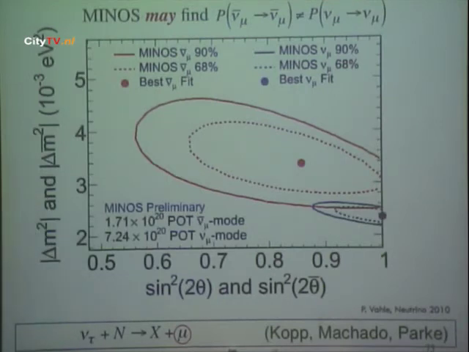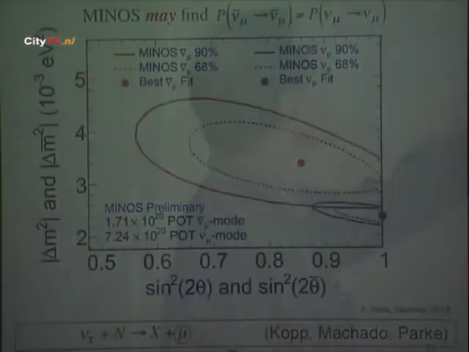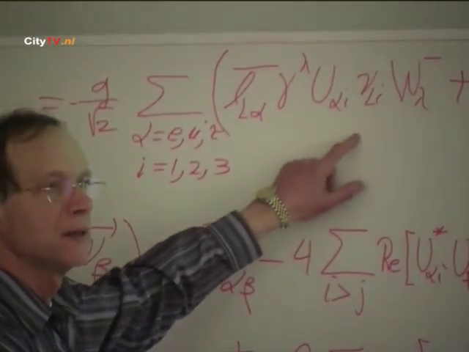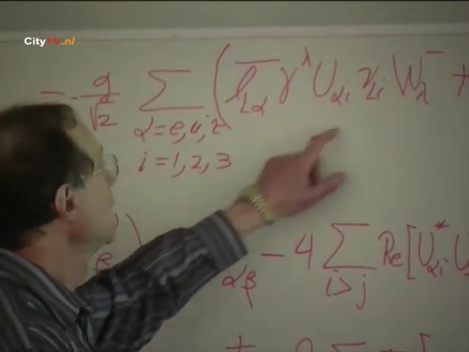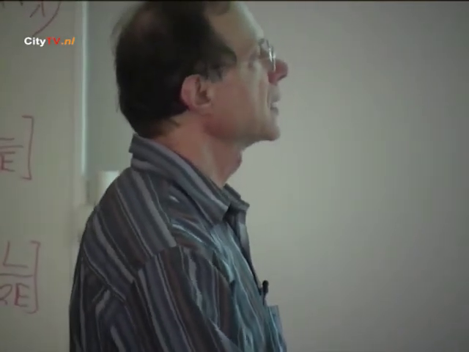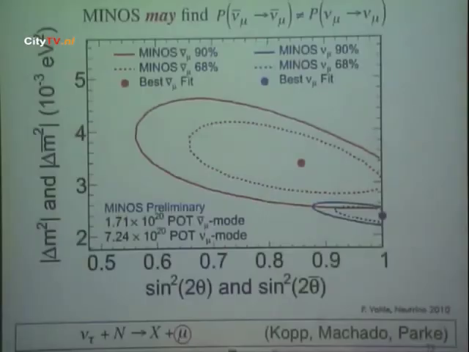When you go back and you rewrite this, in the pre-mixing form, L alpha couples only to nu alpha. A nu mu makes only a muon. A nu tau makes only a tau. They have a nu tau making a muon, so it's outside the standard model. But if you allow this kind of interaction, then they can explain this pattern.